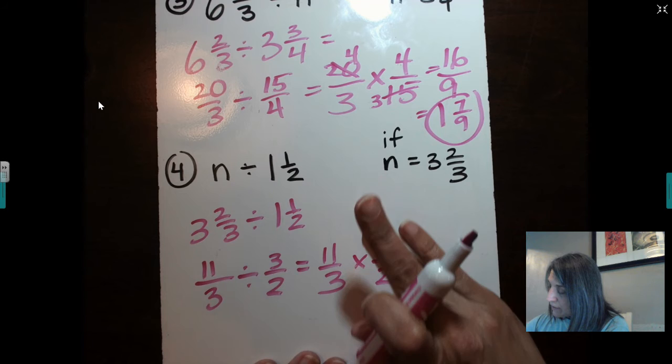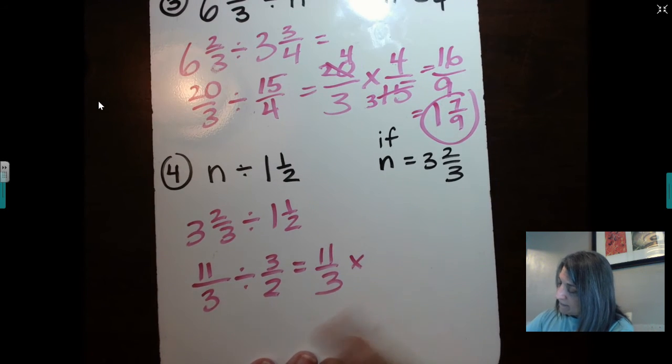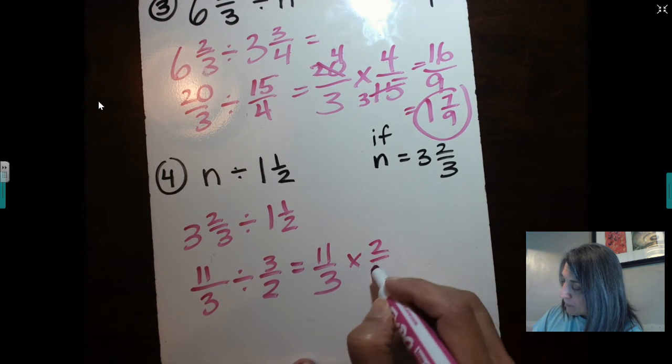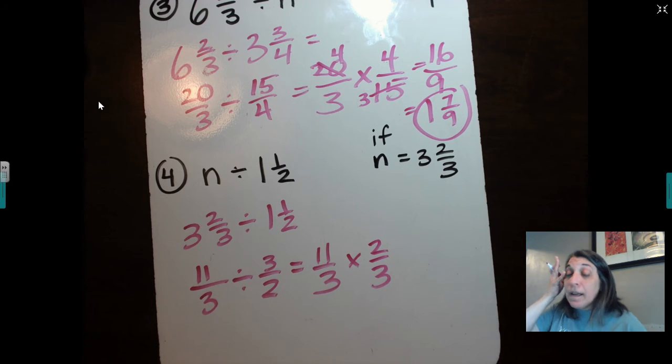Oh, I didn't change it. Flip it, Nancy. Okay. Keep, change, flip. Remember, you only do keep, change, flip if it's division. There's no need to change it to multiplication if it's already multiplication, like number 2 was. Yeah, number 2 is already multiplication.